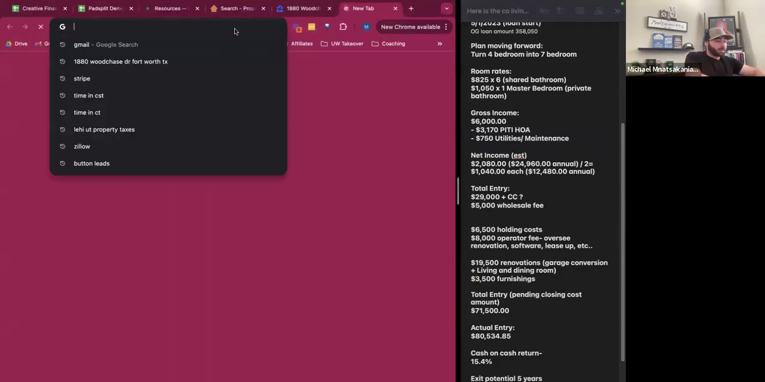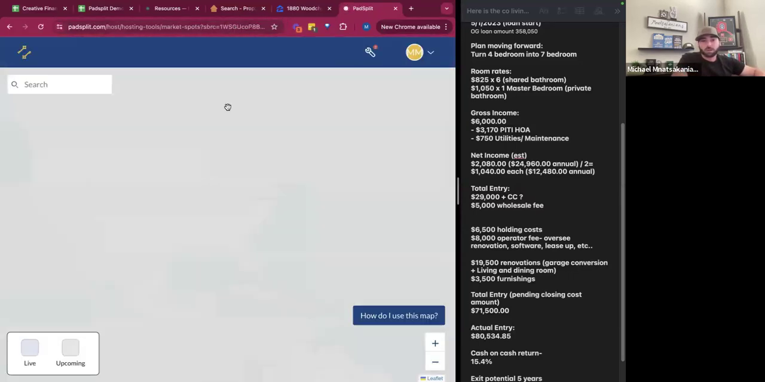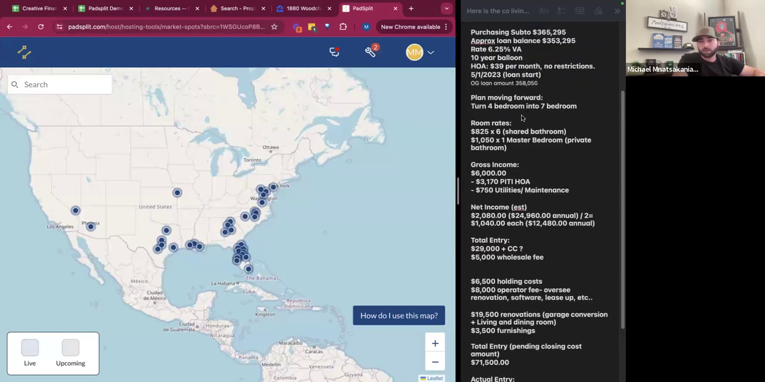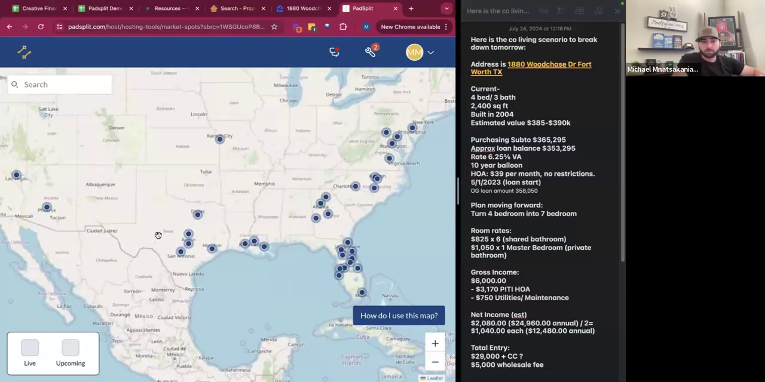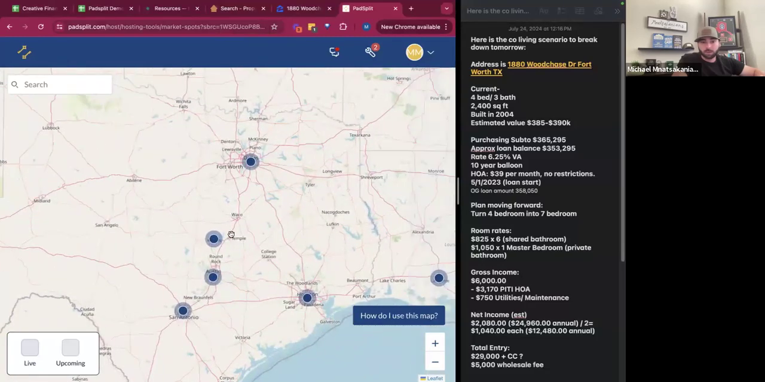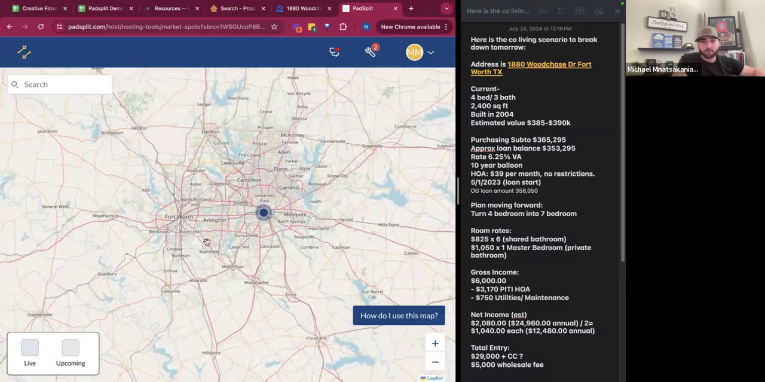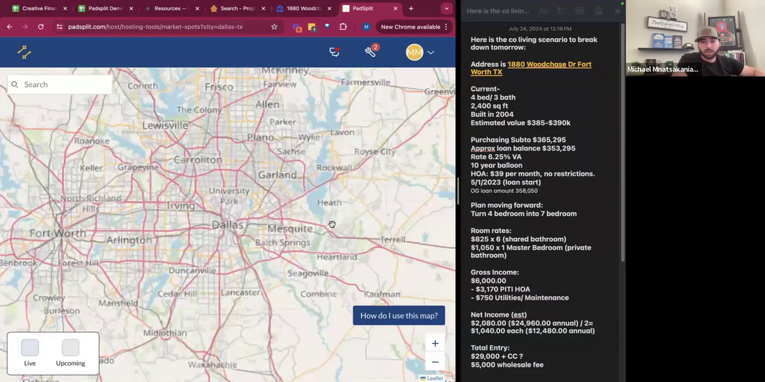Let's actually open up pad split. Oh, cool. So it's actually going to my hosting tool, which is great. So we're actually going to go to this market right now. We're going to go to Fort Worth. Too bad I know nothing about Texas. So, there's Fort Worth. Kind of. There's Dallas, there's Fort Worth. So what this is showing me is it's not one of their markets yet.